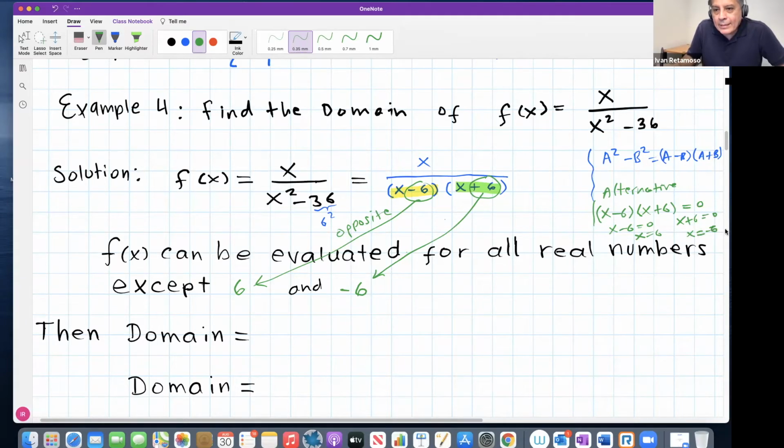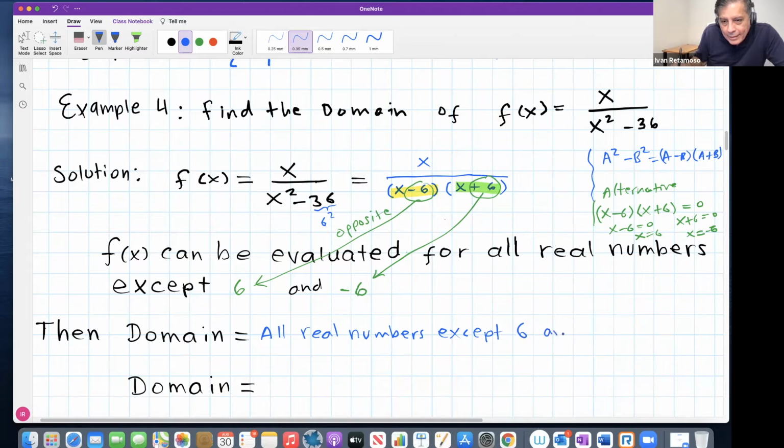These are the two guys that you have to take away from the number line. So then the domain should be, first in words, all real numbers except 6 and negative 6, right? That's it, except 6 and negative 6.